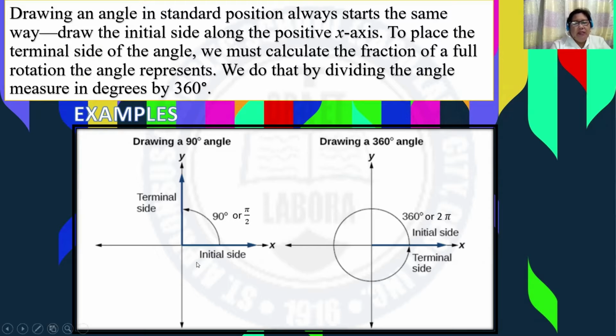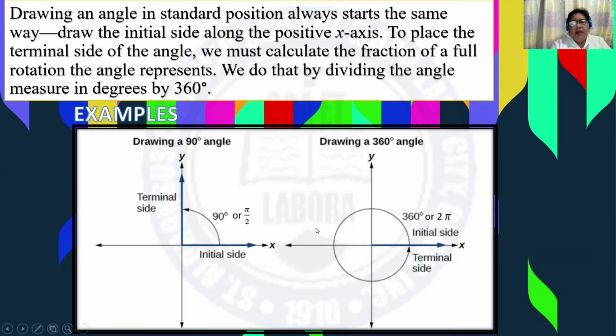So for example, if you are going to draw a 90-degree angle, or pi over 2, you start with the initial side. 90 divided by 360 is equivalent to 1/4. So the terminal side will be located on the positive y-axis, which is equivalent to 1/4 of the rotation.